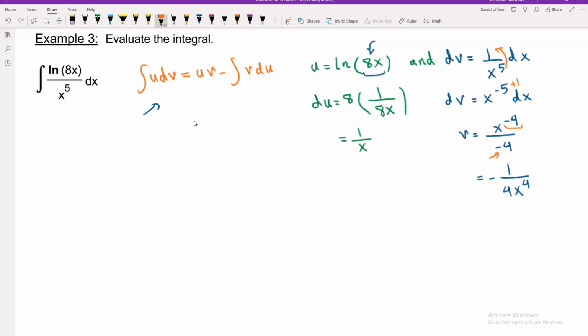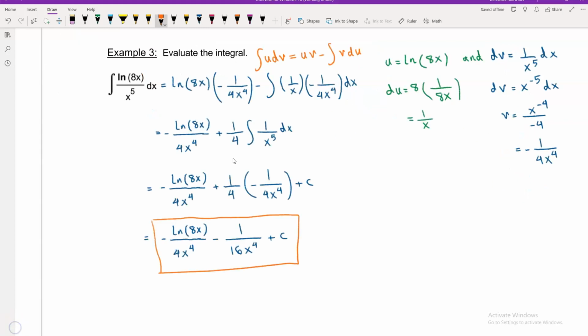Now, I don't want to use a negative power, so move this to the denominator. So we're going to have negative 1 over 4 times x to the 4th power, and this is a positive power. So now our integral is equal to u times v. So we have ln 8x times our v, negative 1 over 4x to the power 4, minus the integral of v times du.